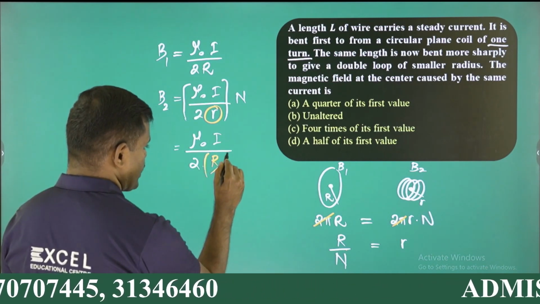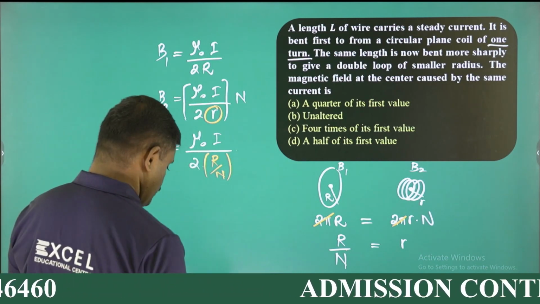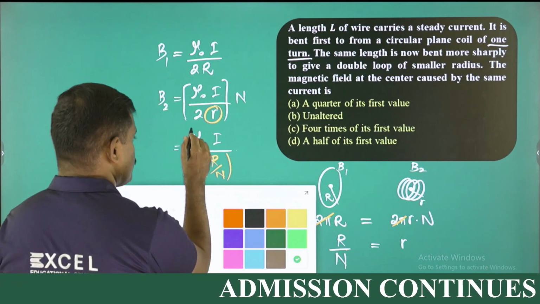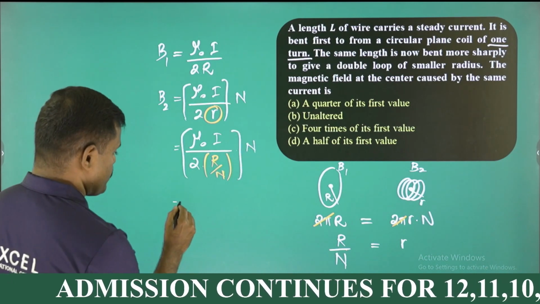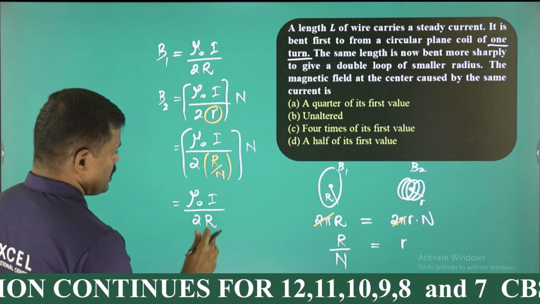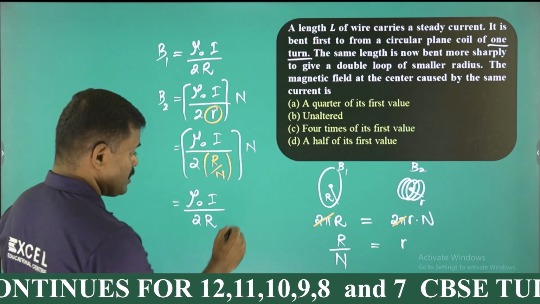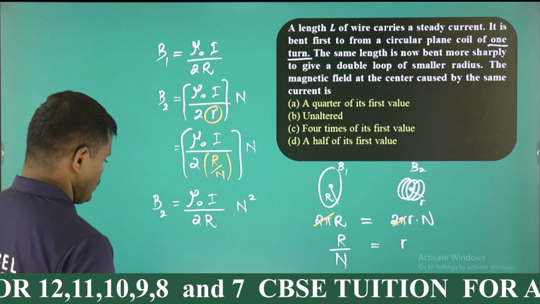In place of small letter r, I am writing this r by n into... what is this? That n is still there, no? Last step, mu 0 I by 2r, this n will go to numerator. That will make it n square. This is the new magnetic field.